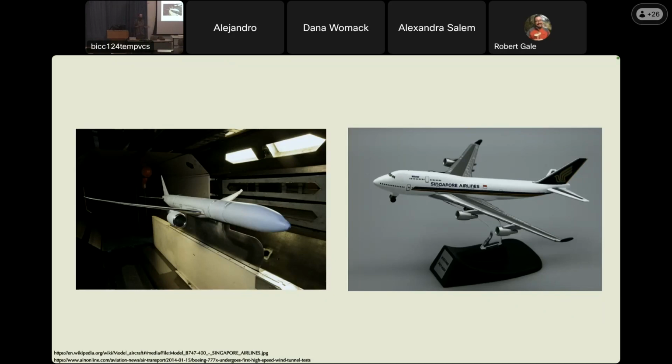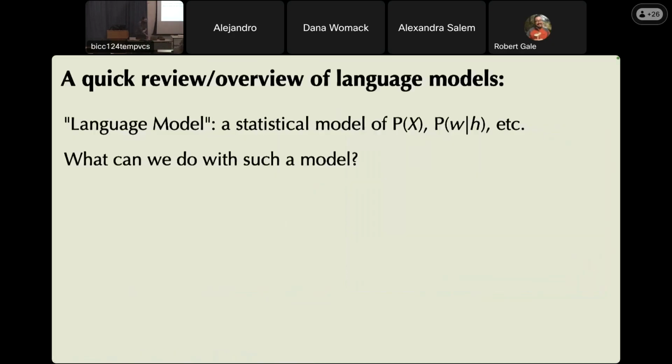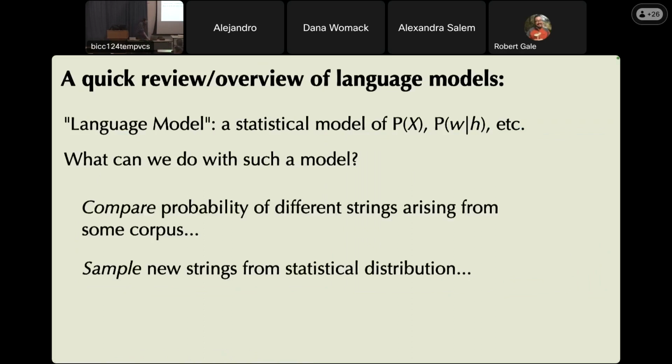We're going to basically find some way to fit all of language into a computer, and we're going to leave a lot of stuff on the table while we do it. So assuming we have a language model, like forget how to make one for a second. If we have one, a statistical model of P of X, where X is a sequence of letters, what can we do with it? We can compare the probability of different strings, right?